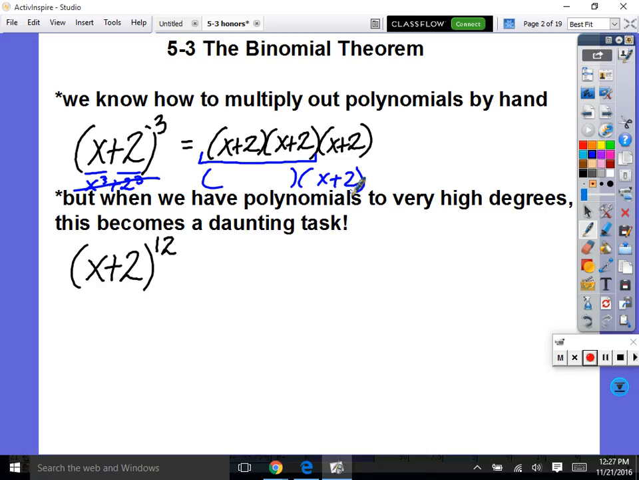But let's say we have polynomials to a very high degree, then this would become, like I call it, a daunting task. X plus 2 to the 12th power would take us forever, like hours. You would take your whole ACT just to get that problem wrong because you made one error. You know what I mean? So what we're learning today is going to help us with stuff like that.